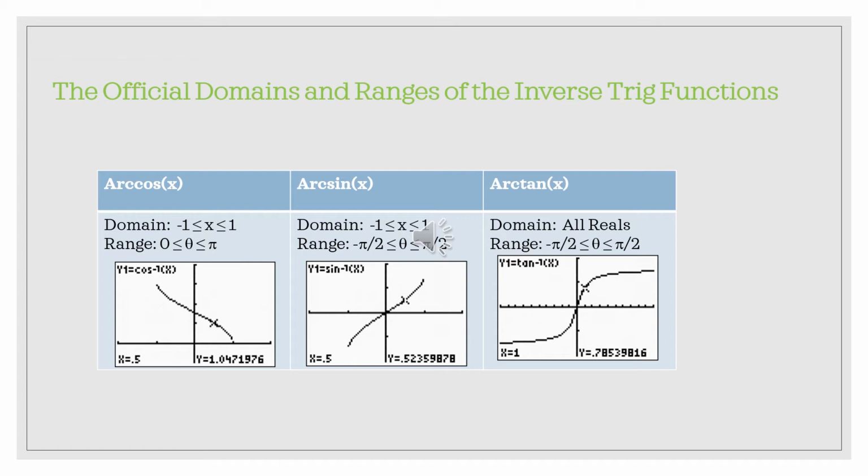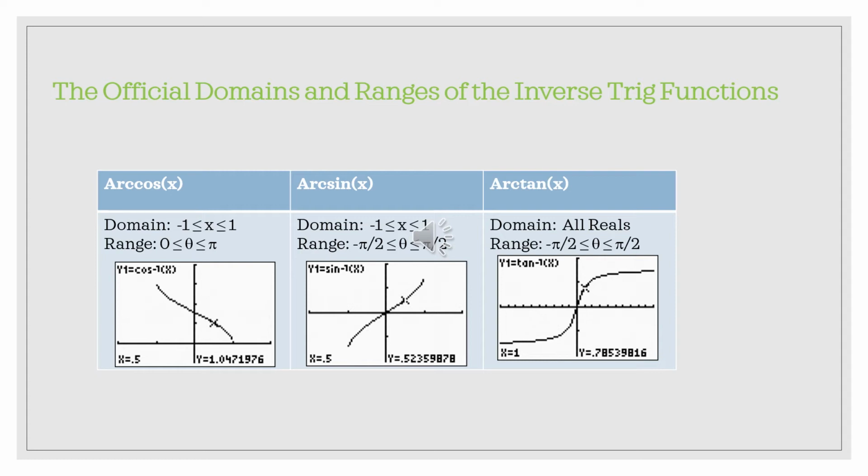For cosine, if you rotate a half circle in quadrant 1 and quadrant 2, you end up covering all the possible values that cosine reaches. And then after you rotate that half circle, you start to repeat those values. So from 0 to pi, or 0 to 180 degrees, is considered the official range of the function inverse cosine.